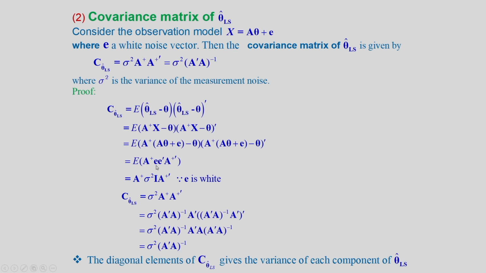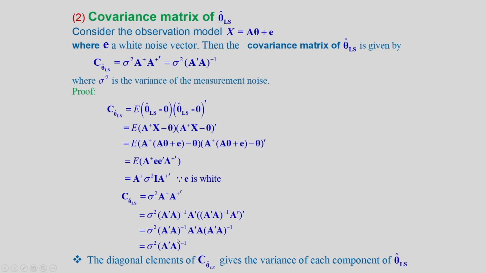Now, we know that the expected value of E E transpose is a diagonal matrix sigma square I, where I is the identity matrix. Therefore, this covariance matrix will be equal to sigma square times pseudo inverse of A into pseudo inverse of A transpose. And if we expand this pseudo inverse and pseudo inverse transpose, we will get this expression, because pseudo inverse of A is (A transpose A) whole inverse into A transpose, and here the whole thing transpose.